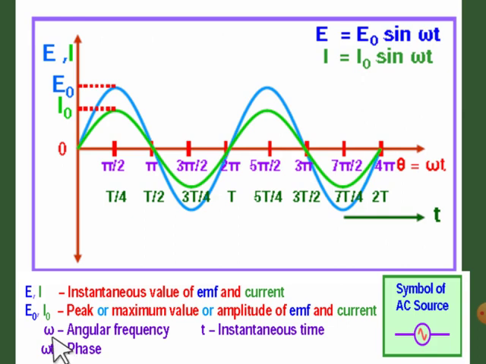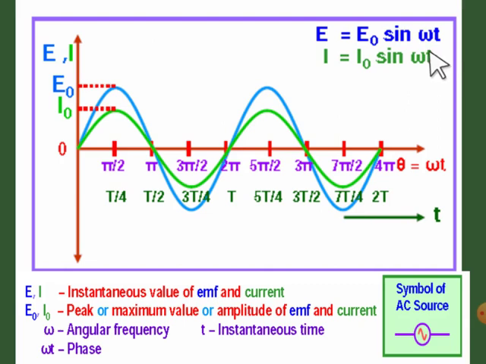Where omega we call angular frequency, or it may be called angular velocity also. t is the instantaneous time, that means the particular moment that we are taking. And the whole omega times t, we call this the phase. This is very important. Omega t is known as phase.